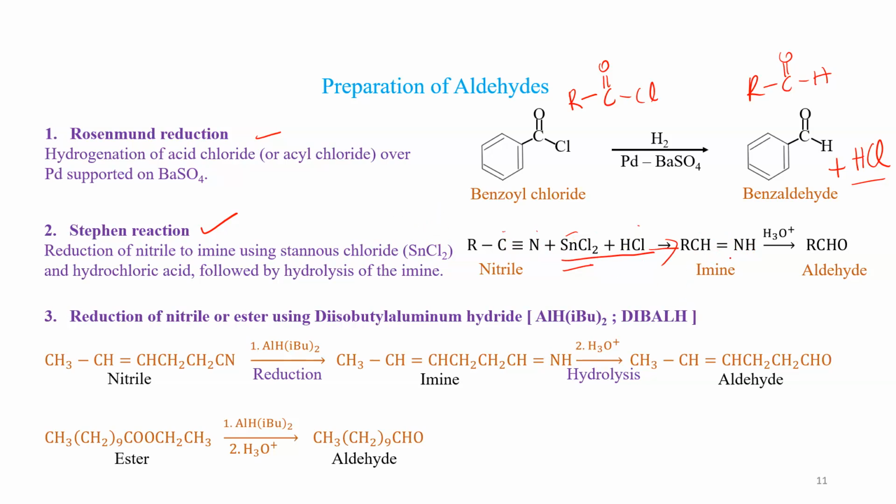So we get RCH double bond NH, which is called an imine. This on acid hydrolysis will give aldehyde and ammonia. Under acidic condition, that ammonia will become a salt, so we get the ammonium salt. So we get aldehyde and ammonium salt. Okay, Akshat? Yes.